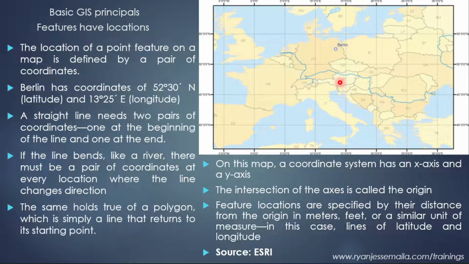The same holds true for a polygon, which is simply a line that returns to its starting point. So a polygon would go like that, like that, like that, and eventually return to its starting point. That would be a polygon. So that's how points, lines, and polygons form vector data.